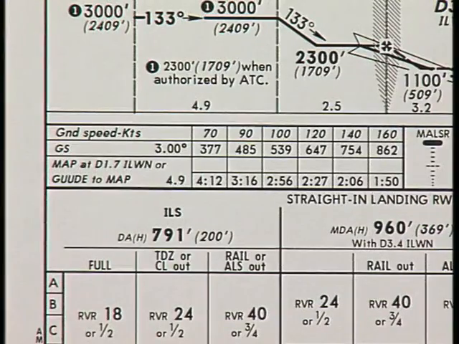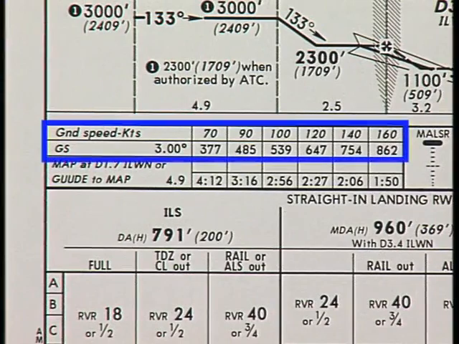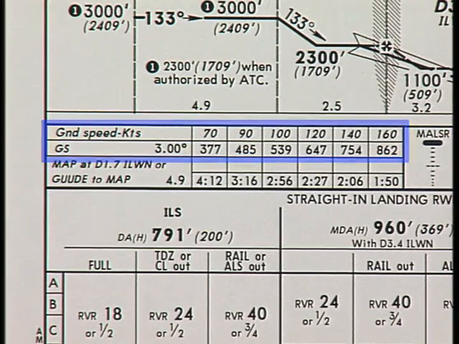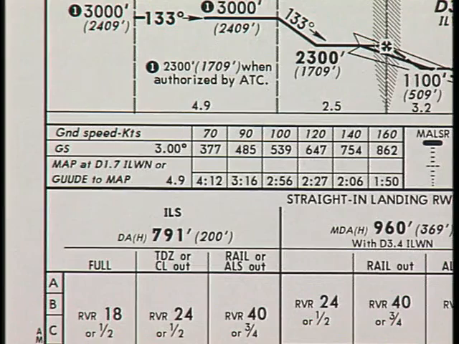For a precision approach, the conversion table relates the aircraft's ground speed to the rate of descent necessary to maintain the glide slope. For example, the table shows that at a ground speed of 120 knots, your descent rate needs to be approximately 647 feet per minute to stay on the glide slope. In this case, the glide slope is based on a 3-degree descent angle.